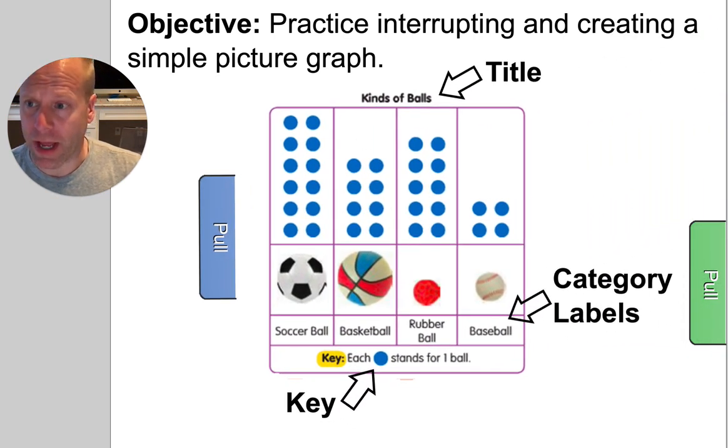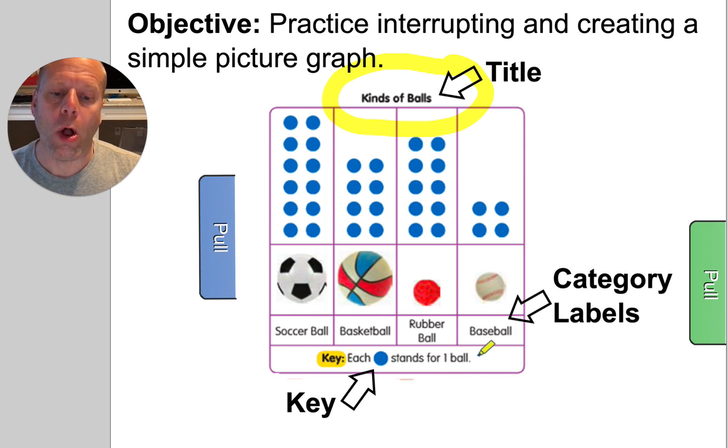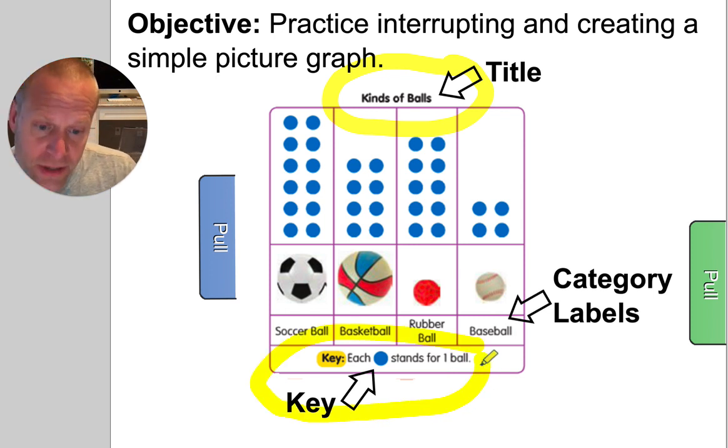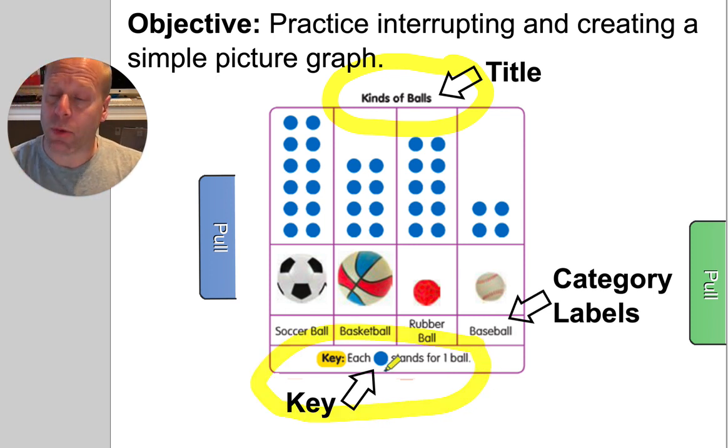Before you do that, always find the title of the graph. That's going to tell you what it's mostly about. Always find the key to the graph. That'll tell you what each one of the symbols represents. And then finally look at the categories and the data and interpret the graph. So remember, you always want to start with those important parts of the graph. Title, key, categories.